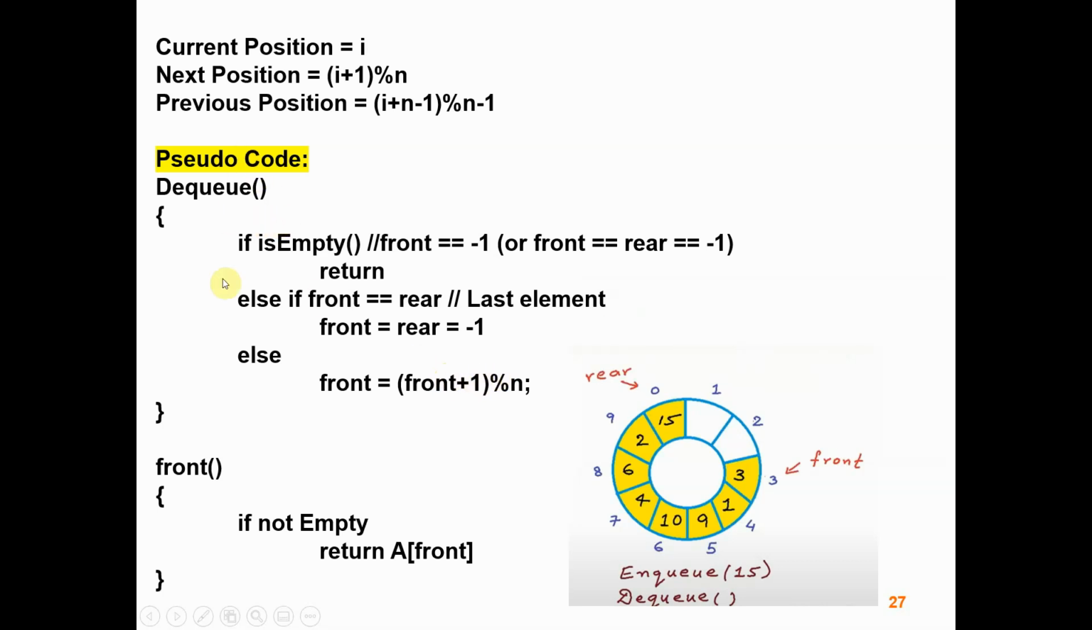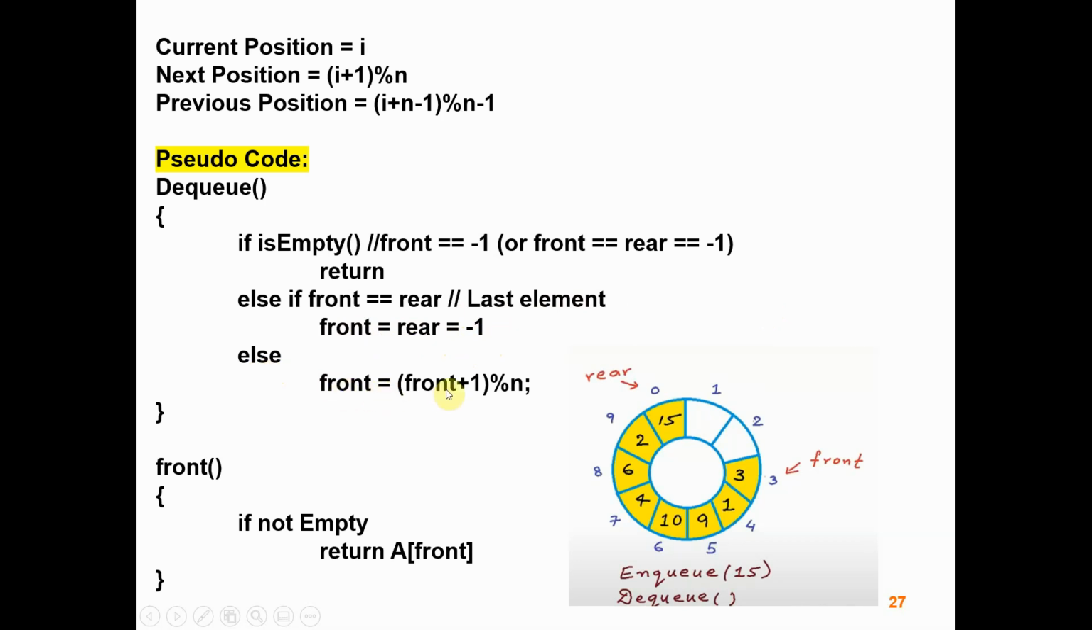Similarly, for the dequeue part, we just have to make sure that the array is not empty, right? If front is not equal to -1, and if front and rear have the same index, it means that we only have one element left in the queue, right? And if we dequeue that one, we have to change both front and rear to -1 so that we know that the queue is going to be empty. Otherwise, we just have to increment the front.